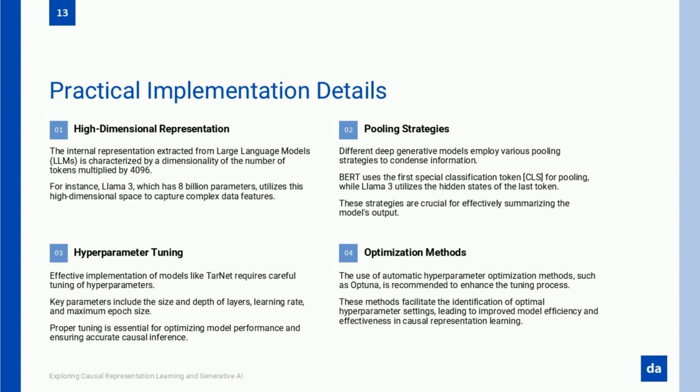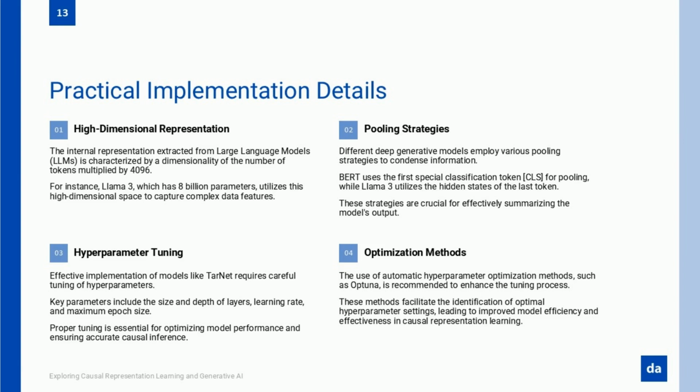When we extract internal representations from large language models like Llama 3, we're dealing with an enormous amount of data. Each text is transformed into a high-dimensional vector space, often with thousands of dimensions. For example, Llama 3 generates hidden representations where the number of dimensions is equal to the number of tokens in the text multiplied by 4096. That's a massive amount of information.